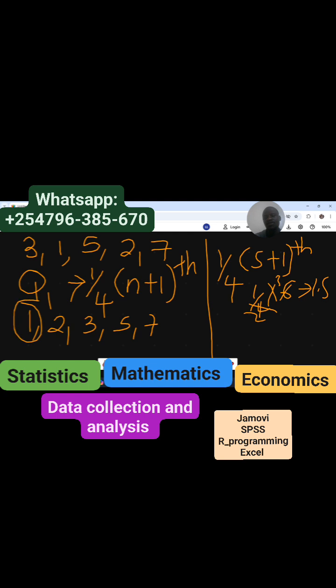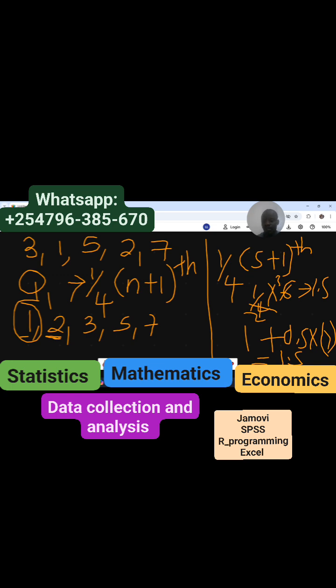So this is the first position and this is the second position. In between 1 and 2 is 1.5, right? So we'll take 1 plus 0.5, multiplied by the difference between the points, 2 minus 1, which is 1, so that we get 1.5. So that's how we calculate the lower quartile.